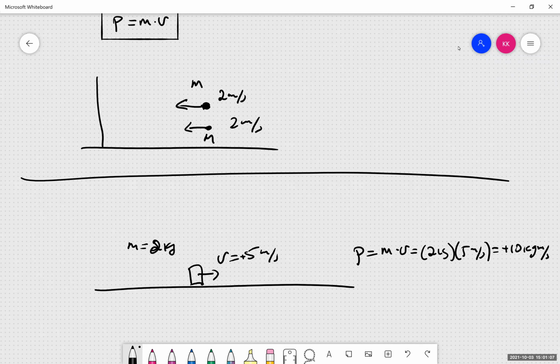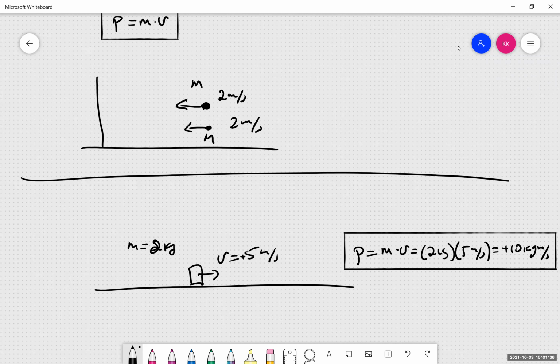Along with the quantity momentum, we also talk about what will happen to the object. That means when it's moving and maybe colliding, or just in terms of its motion along the horizontal axis. So when we have this information, 10 kilogram meters per second, that just means that in this particular context, you have a 2 kilogram object moving to the right.